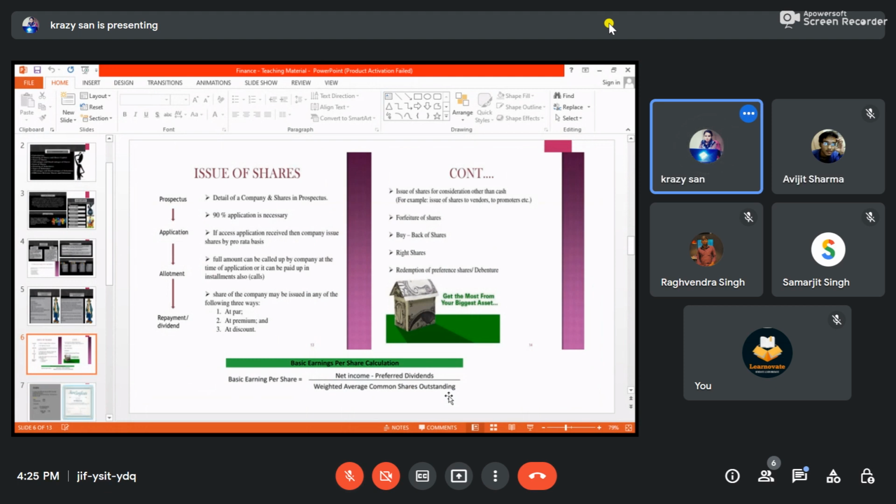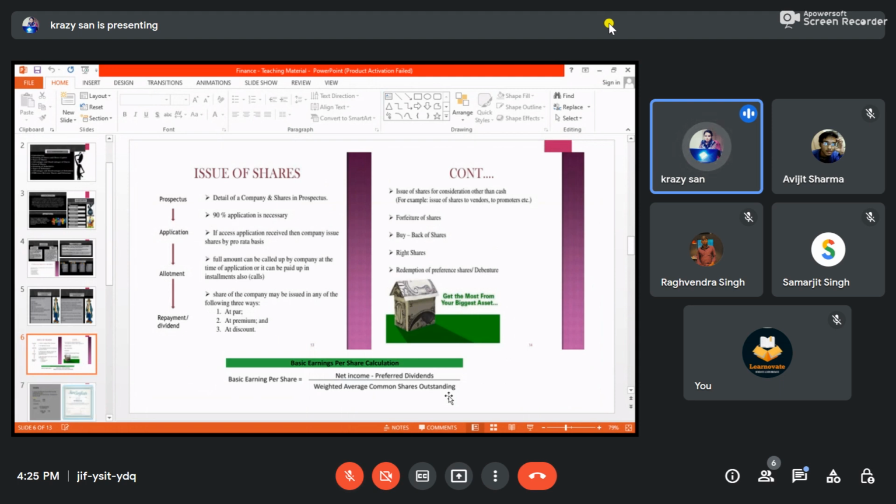A prospectus means the details of a company and its shares. That's the first step, and then the application. You can see the advertisement in a newspaper. Even in a financial market, the scrolling will show the different companies that are in the process of issuing shares. There you can find the details of the company and the shares in the prospectus.